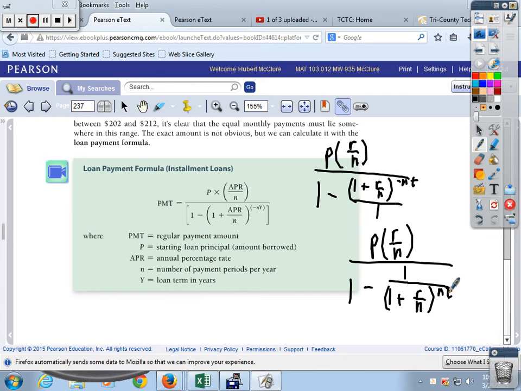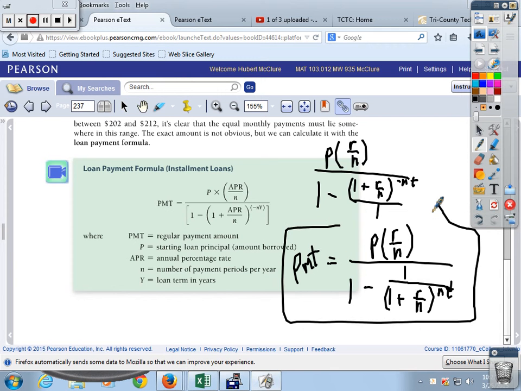Now you don't have to do this. I do it because I don't like dealing with that negative, because that's where you make a careless mistake. I just changed it to positive by keeping this upside down.